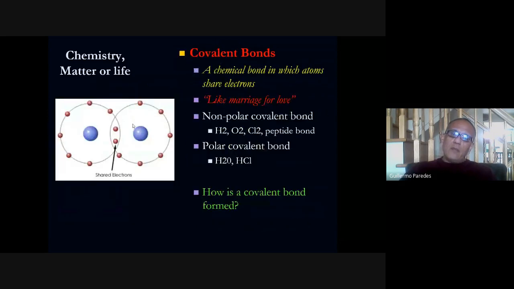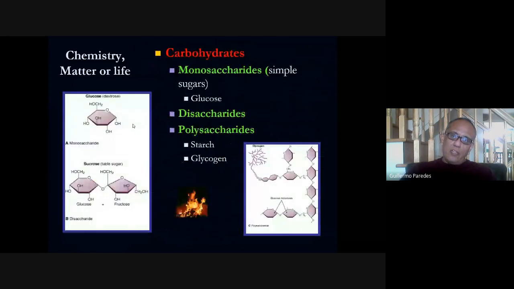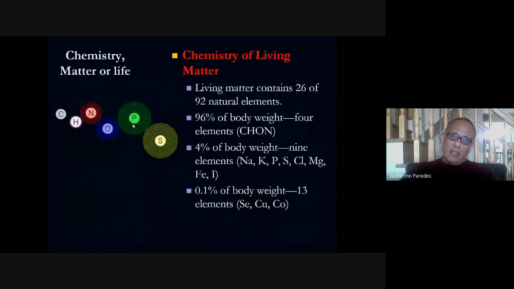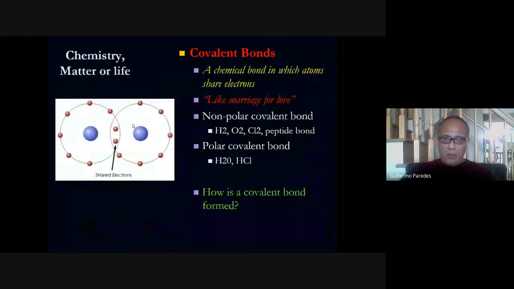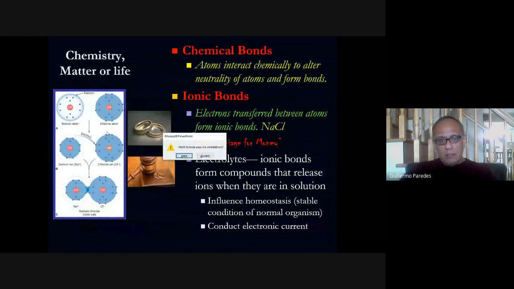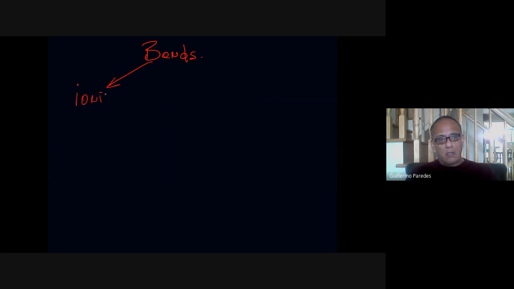All right, so let's make a summary about the bonds, and we are going to focus on the carbohydrates and pH. Okay, we are going to make a summary. Are you ready? Bonds are going to be ionic and covalent.